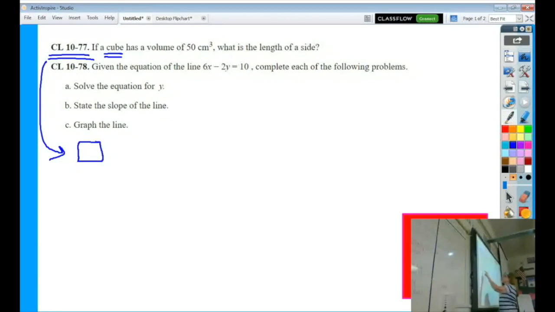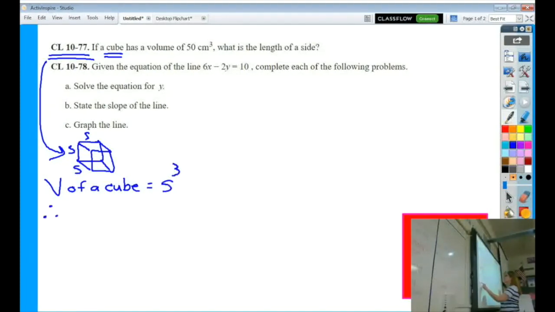So let's look at this. We have a cube, and all of the sides are the same length, so we can say that the volume of a cube is s cubed. And so our actual equation is going to be 50 equals s cubed.